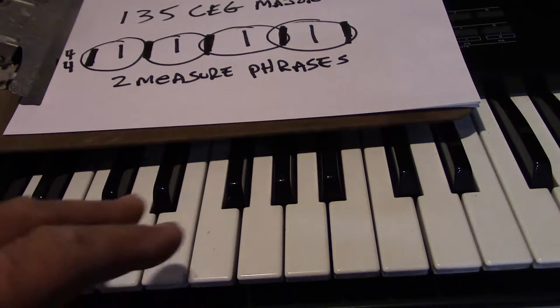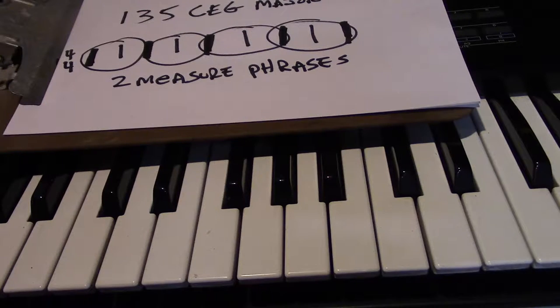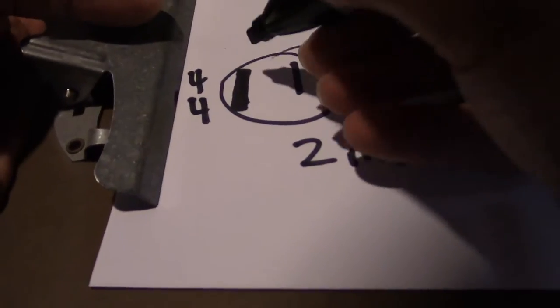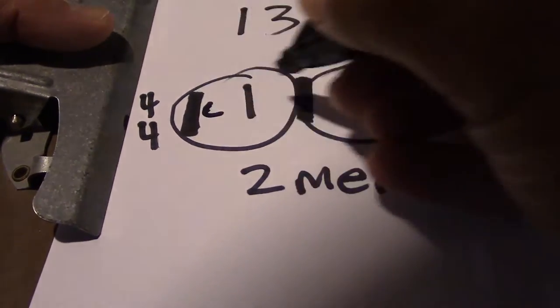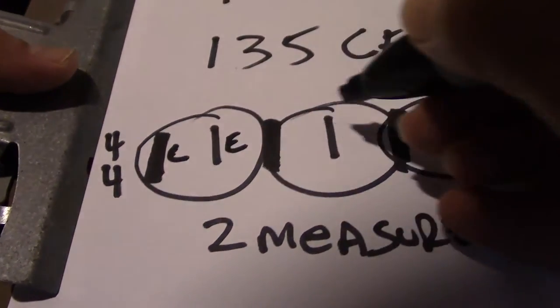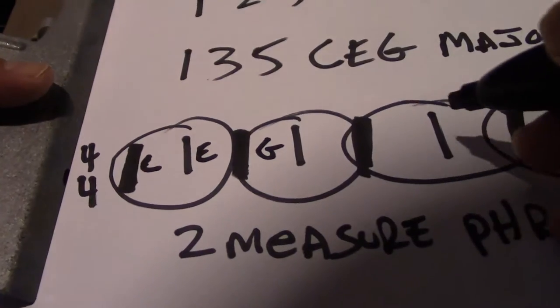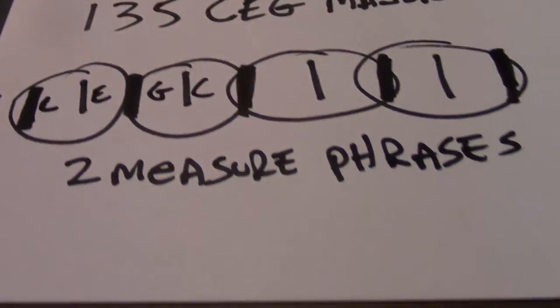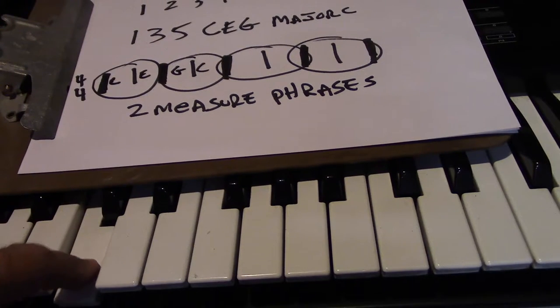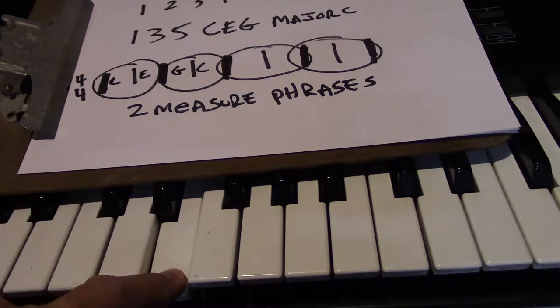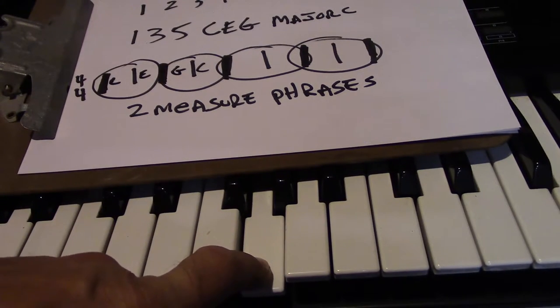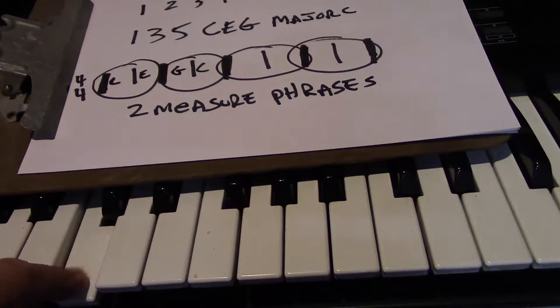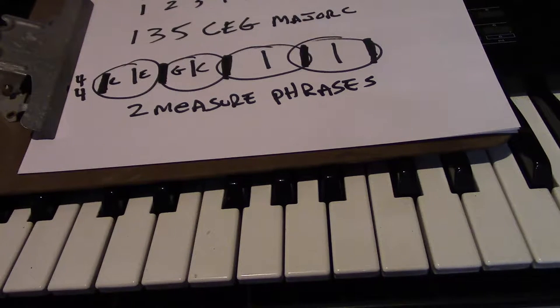So I'm starting out real simple here, just so everyone can follow what we're doing. So I just went C, C, C, C, C, E, E, E, E, G, G, C, C, and then C, C, C, C. Okay? Now, of course, we're going to fancy that up a little bit, so just follow along here.